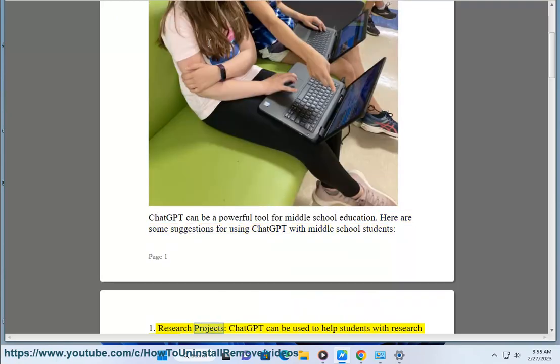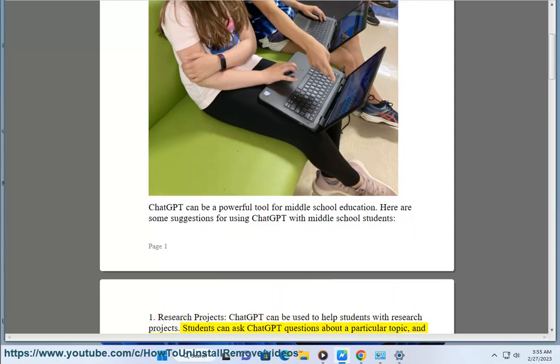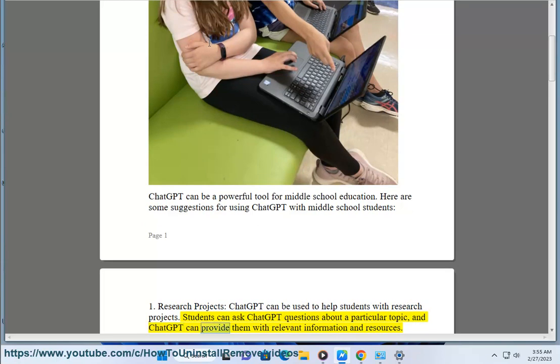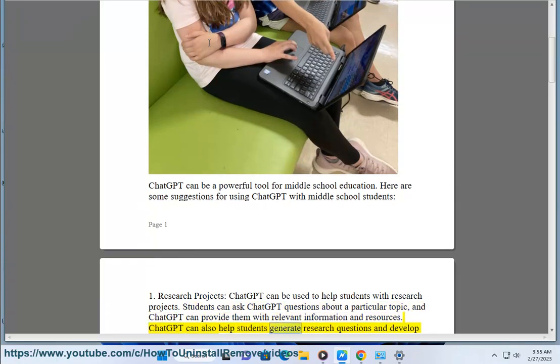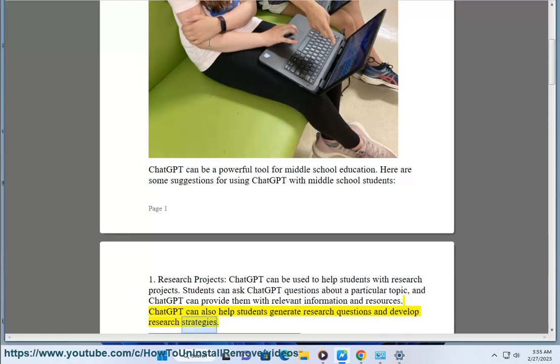1. Research projects. ChatGPT can be used to help students with research projects. Students can ask ChatGPT questions about a particular topic, and ChatGPT can provide them with relevant information and resources. ChatGPT can also help students generate research questions and develop research strategies.